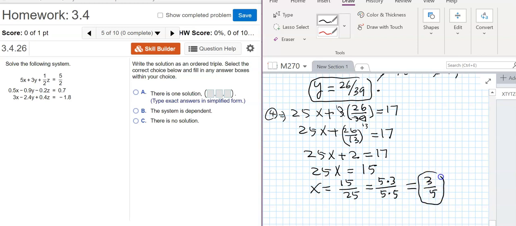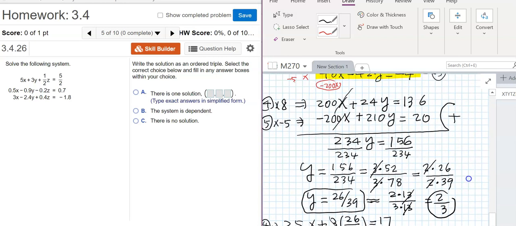By the way, over here, I could have simplified this one. Y is 2 times 13 over 3 times 13, so the 13s cancel, so y is actually 2/3. Okay, so you have x equals 3/5, y equals 2/3. Now you need to find z.